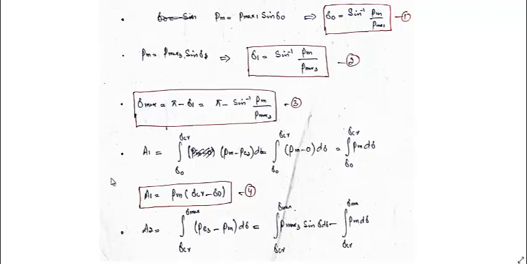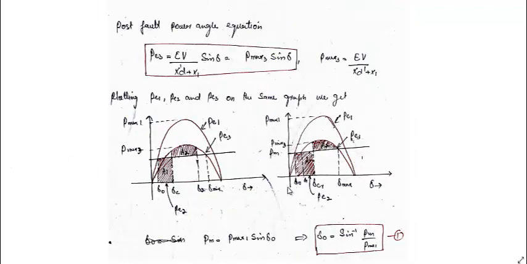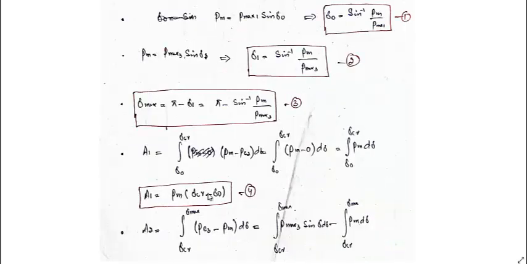Now using the equal area criteria to find out the delta CR. So A1 is equal to the integration of PM minus PE, where PE is 0, from delta naught to delta CR. That's which we have done here. PM minus PE2, where PE2 is 0. So it is equal to the integral of PM d delta from delta naught to delta CR. When we integrate it, it comes out to be PM times delta CR minus delta naught.